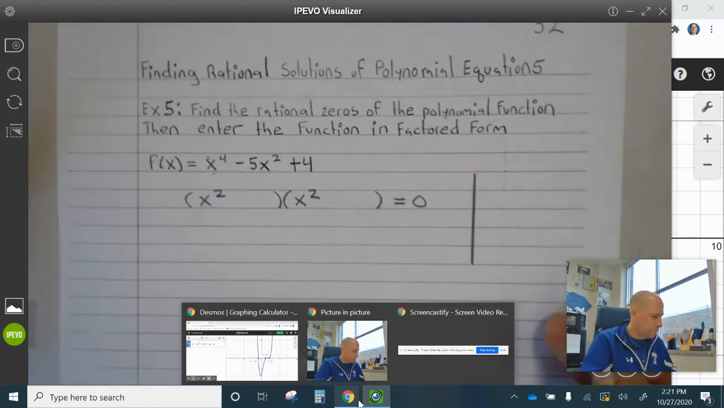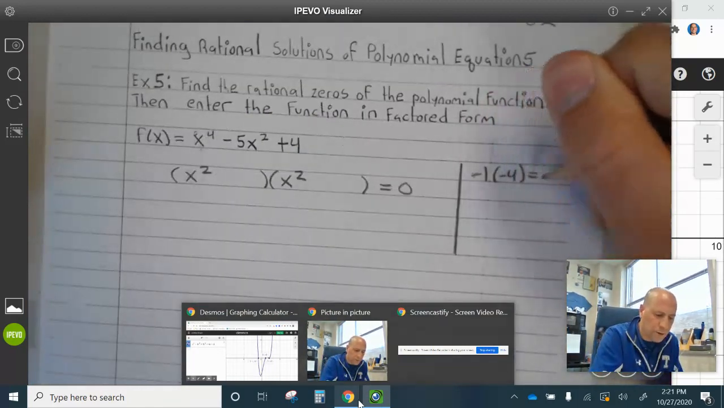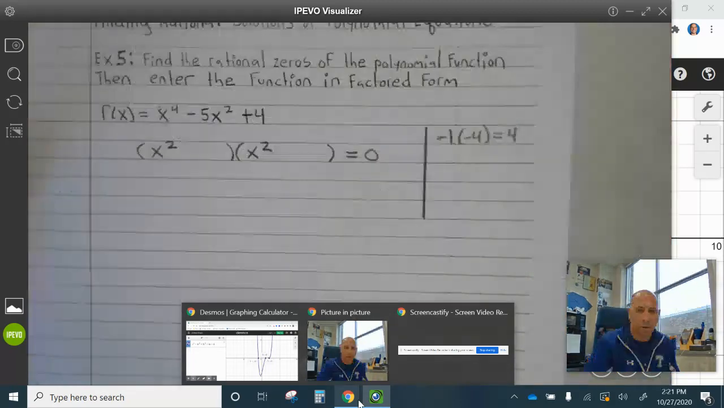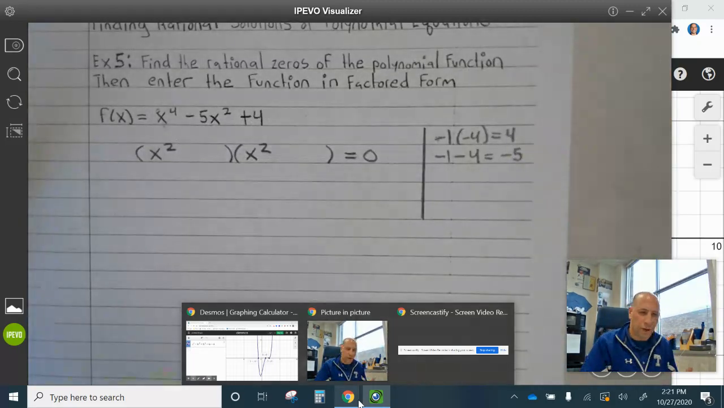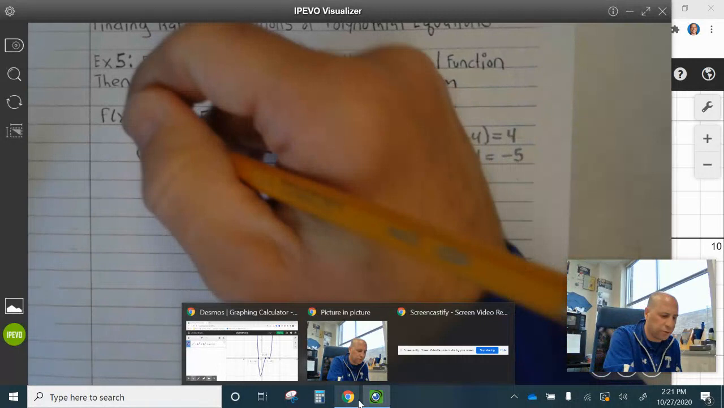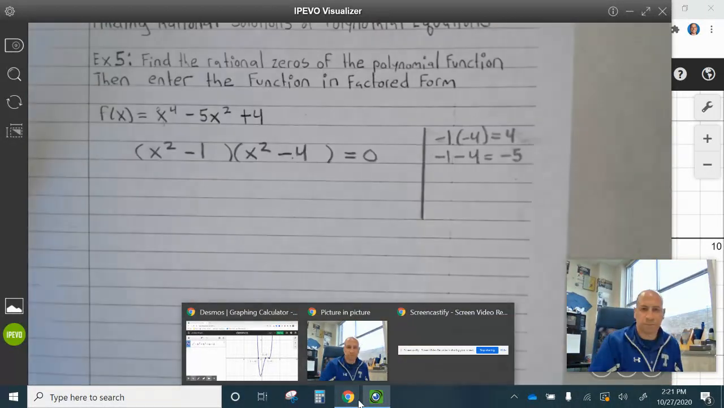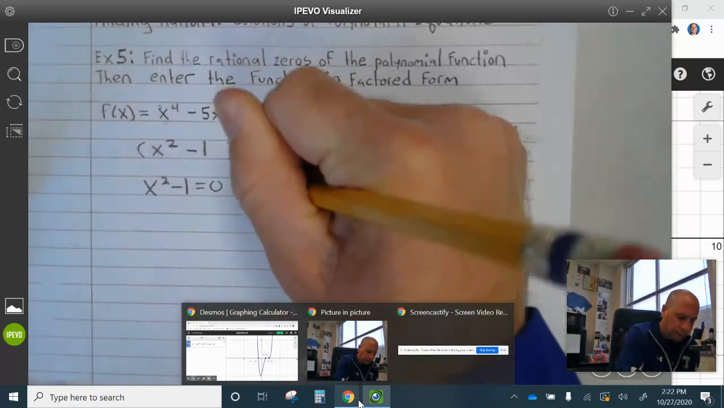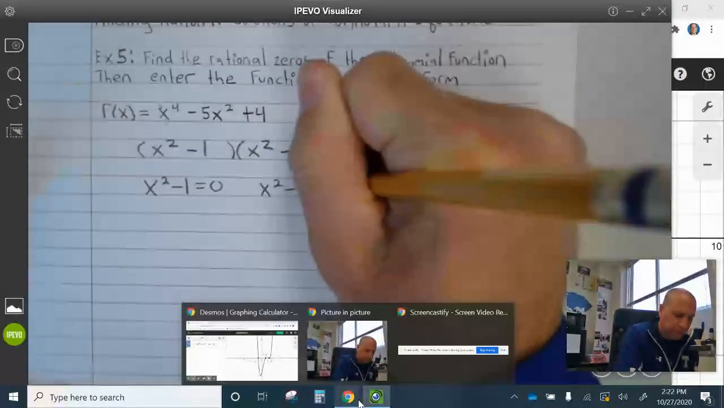So let's try negative 1 times negative 4 is positive 4. And we know that negative 1 minus 4 equals negative 5. So that works. We have our 4 and negative 5. So our factors are x squared minus 1 and x squared minus 4. Okay. So now we set these equal to 0. x squared minus 1 equal to 0. x squared minus 4 equal to 0.